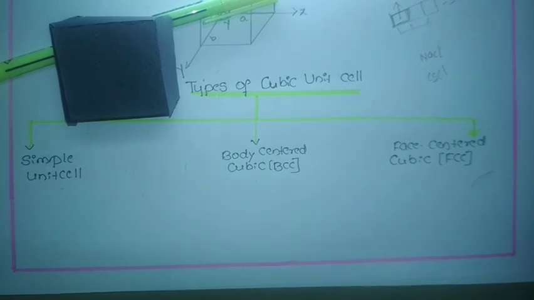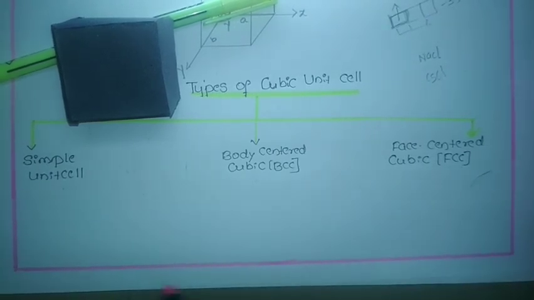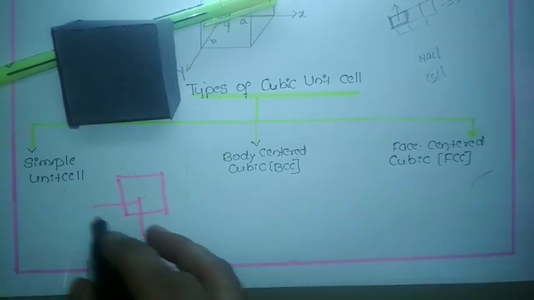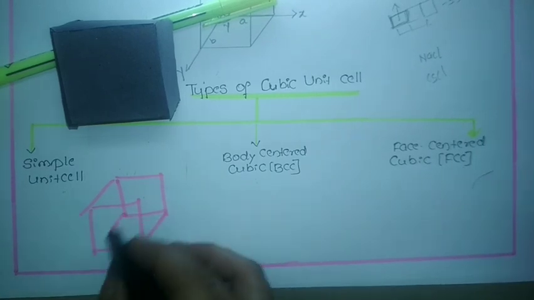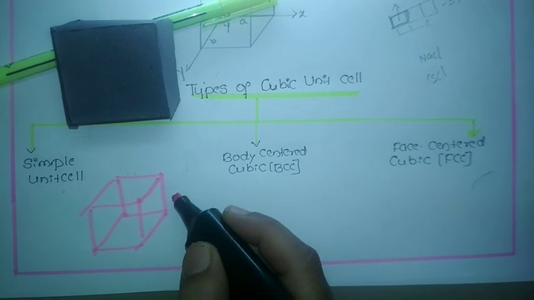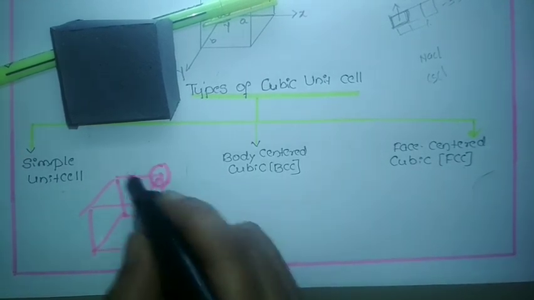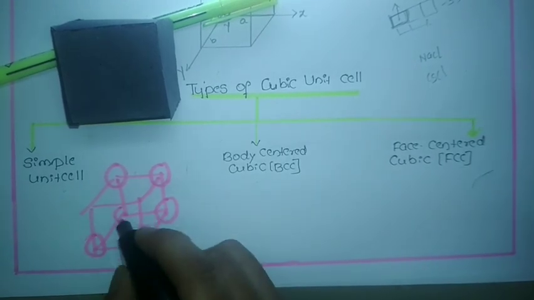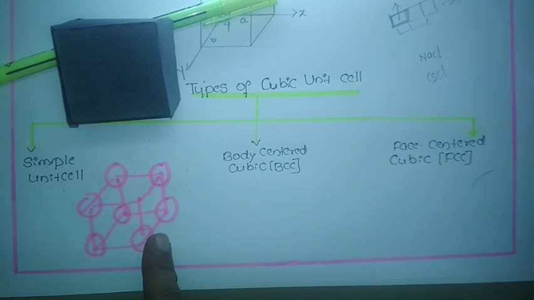On what concept are they classified? It is based on the arrangement of atoms, how exactly atoms are present in each unit cell. So how will a simple unit cell be? See here, since it is a cube, I am drawing a cube over here. What happens is the atoms are present at the corners of a unit cell.